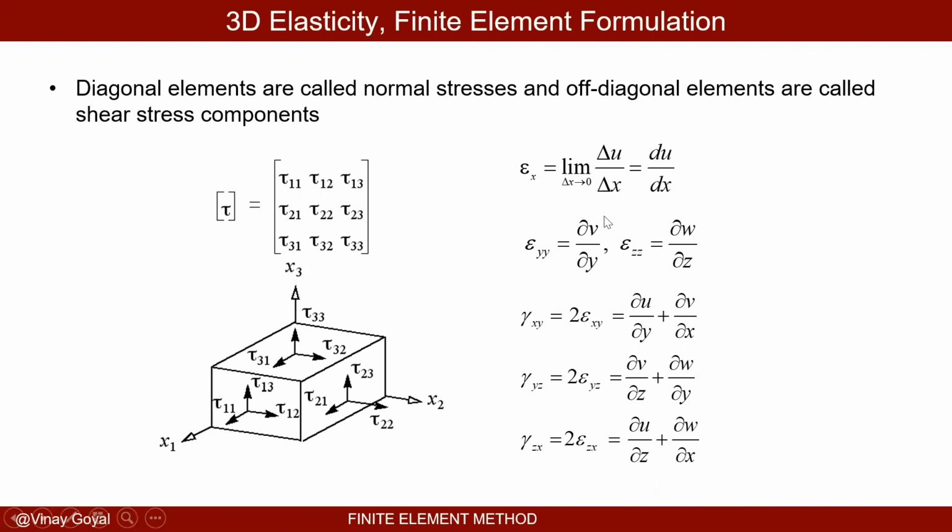But here, u, v, and w are the variables of interest. X, y, and z are the coordinates of this cube. Here I'm using x1, x2, and x3, but in essence, this is x, y, and z. U, v, and w are the deflections corresponding to the x1, x2, and x3 directions, and those are the ones we're after. Because if I can find the deflections u, v, and w, I can determine the strains, and if I know the strains, I can calculate the stresses using the constitutive law.